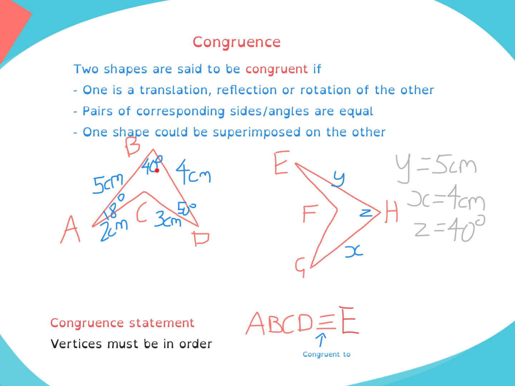So B corresponds to H. This was the vertex between the two longest sides. So because I wrote B second, I need to write H second because H corresponds to B. Similarly, C, the vertex where we have this reflex angle, well, it corresponds to F. So because I wrote C third, I need to write F third. And of course, that means that D corresponds to G. It's important that we get the vertices in the right order. First vertices need to be corresponding vertices, these two vertices correspond, and so on.